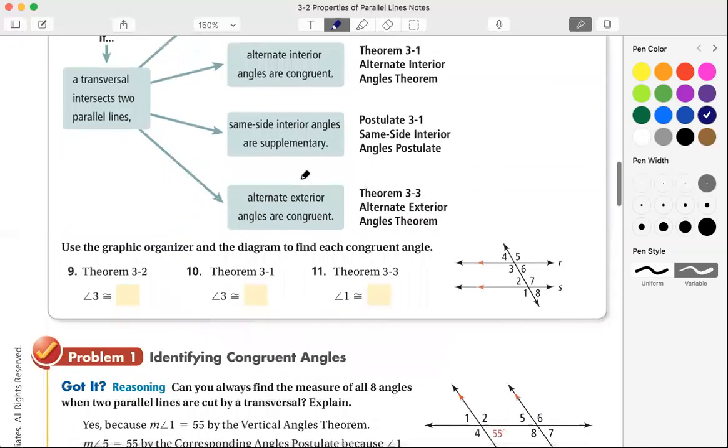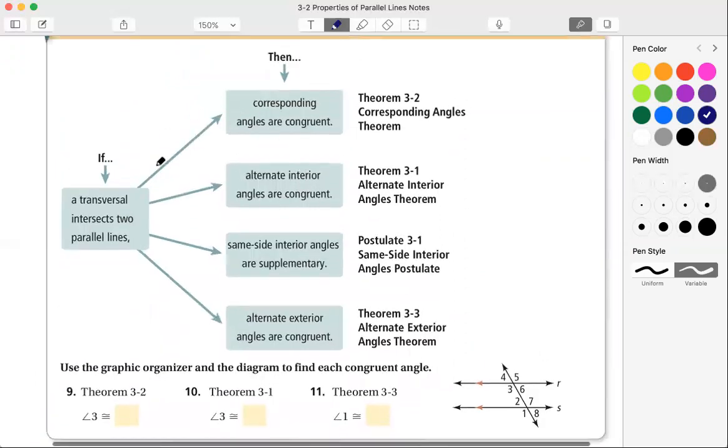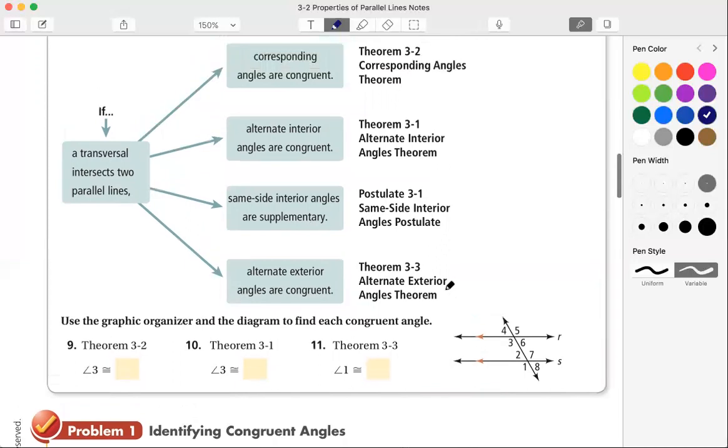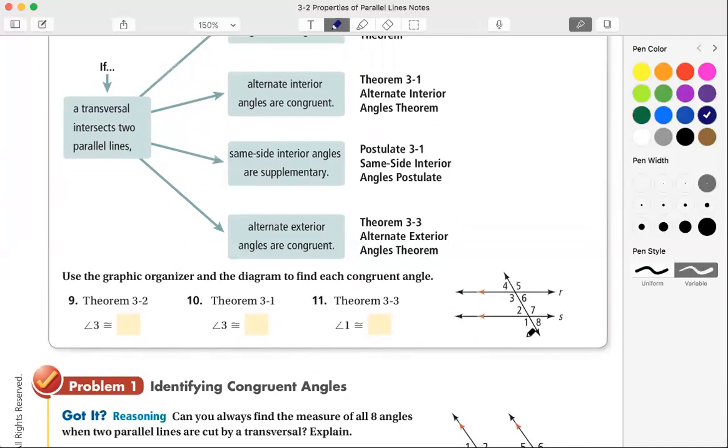We're going to use the graphic organizer we just developed here. You may want to copy this to your notes. We're going to answer these questions. In number 9, from theorem 3-2, angle 3 is congruent to which other angle? Theorem 3.2 says corresponding angles. Angle 3 and angle 1 are corresponding, therefore they are congruent. Using theorem 3.1, alternate interior angles, angle 3 and angle 7 must be congruent. Using theorem 3-3, alternate exterior angles, angle 1 and angle 5 must be congruent.